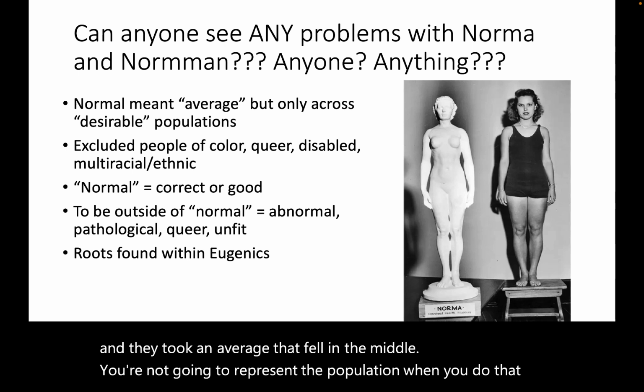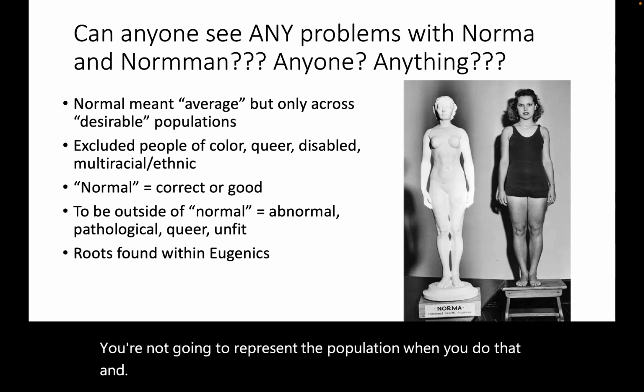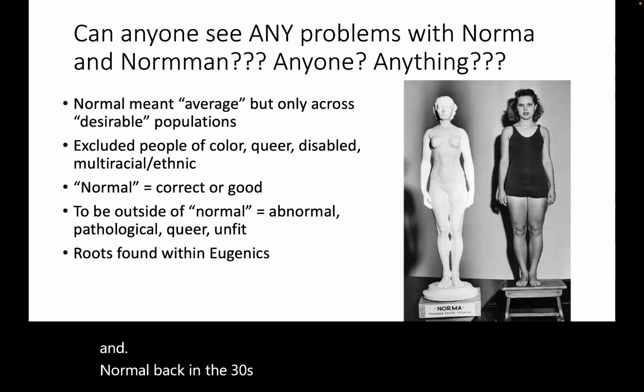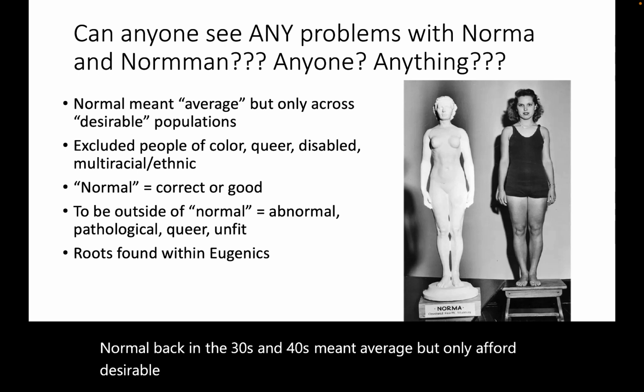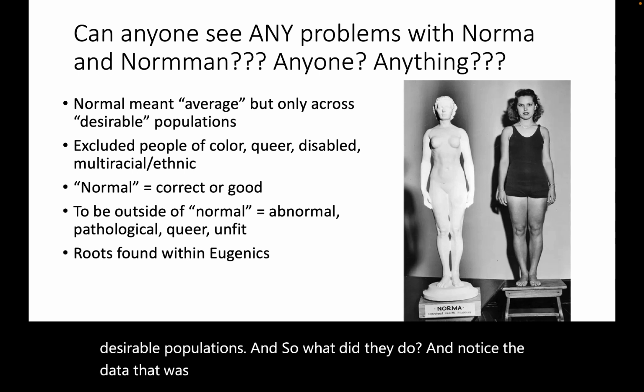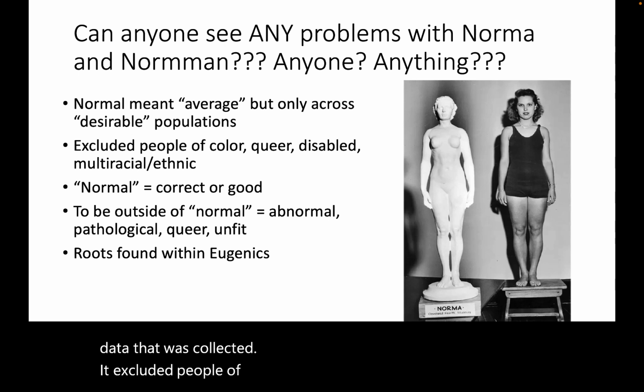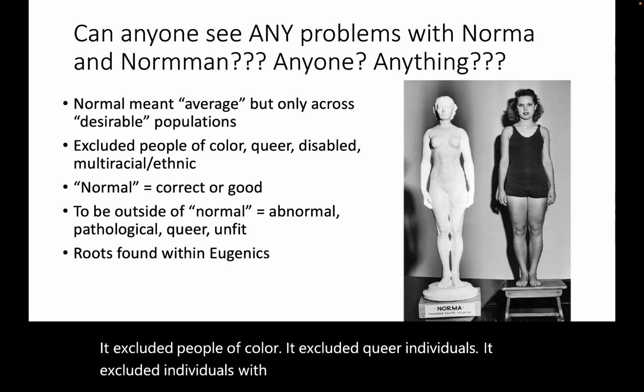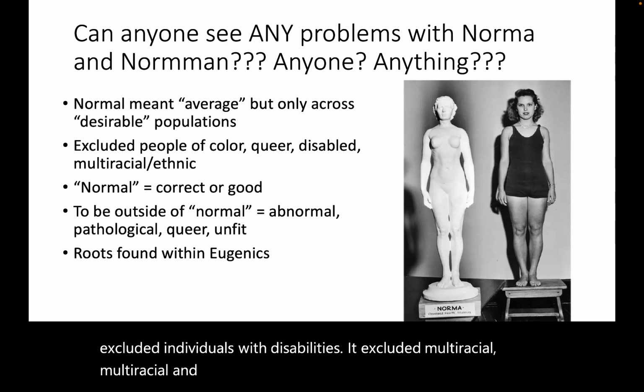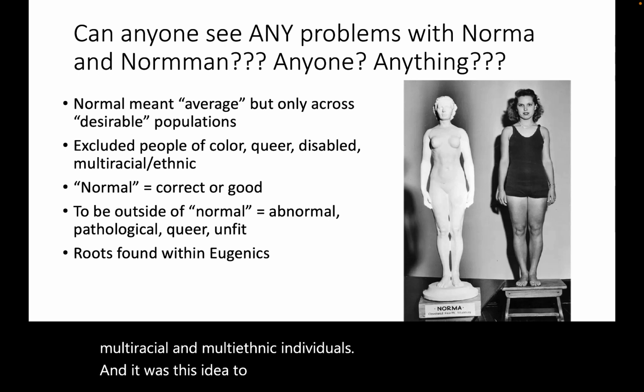And normal, back in the 30s and 40s, meant average, but only for desirable populations. And so what did they do? And notice the data that was collected. It excluded people of color. It excluded queer individuals. It excluded individuals with disabilities. It excluded multiracial and multi-ethnic individuals. And it was this idea to promote what was correct or good.